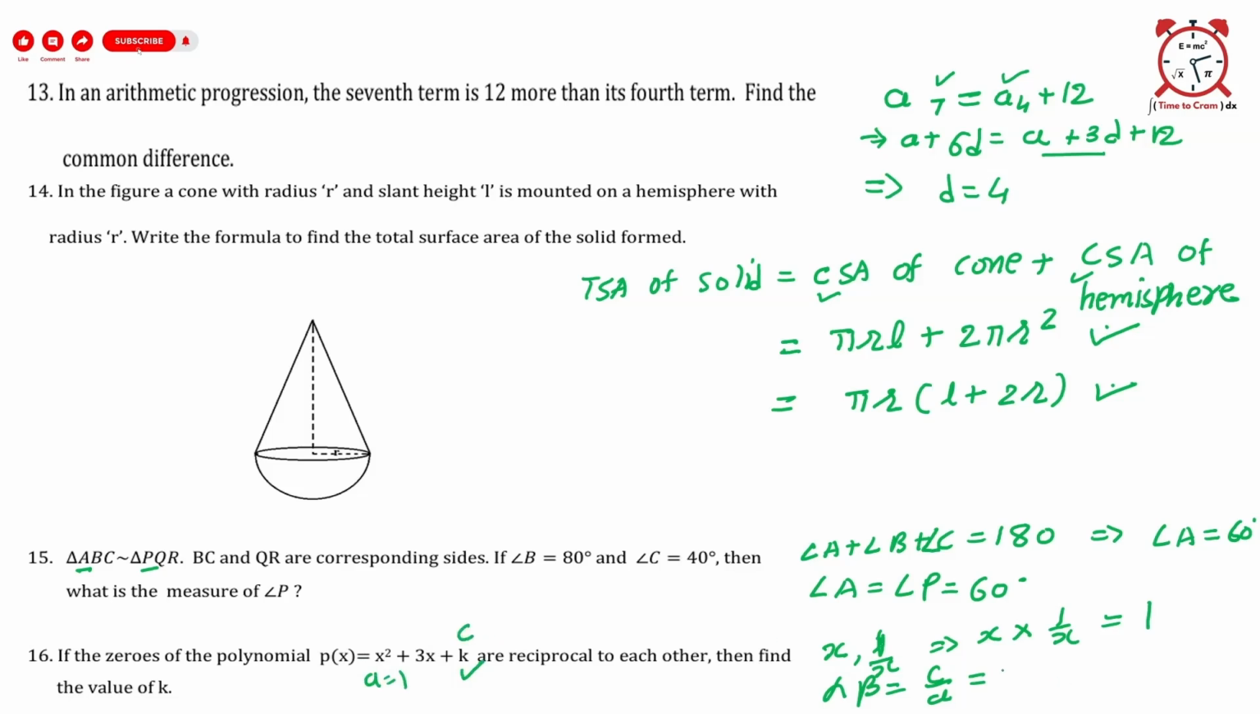If we keep this value here, then k by 1. Alpha into beta we will keep here 1, because their product is 1, it is given. So 1 equal to k by 1. So that is why k equal to 1.